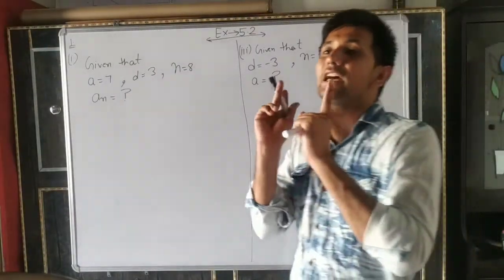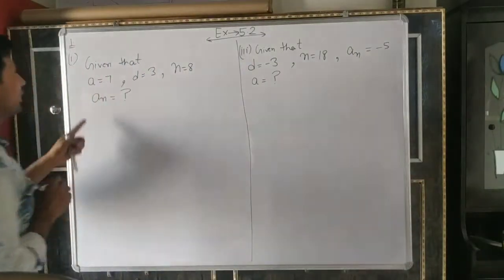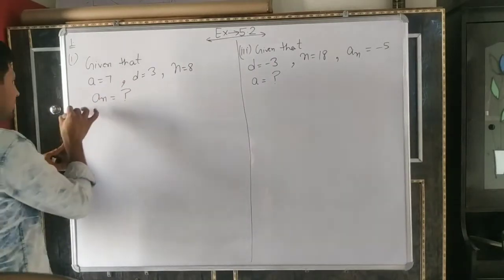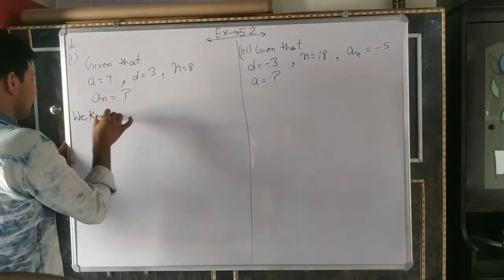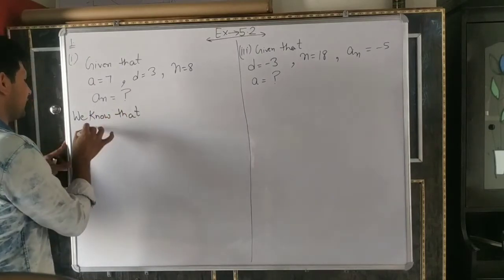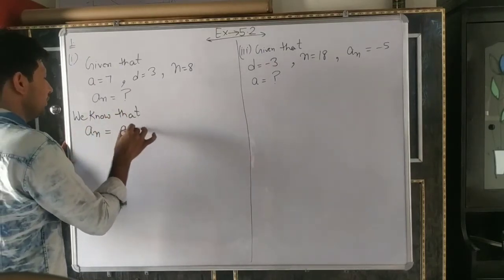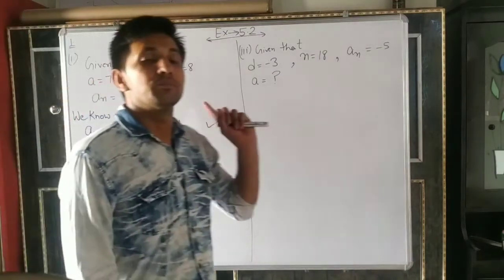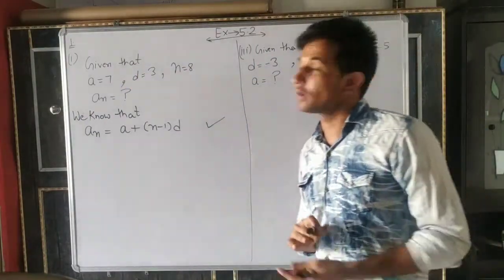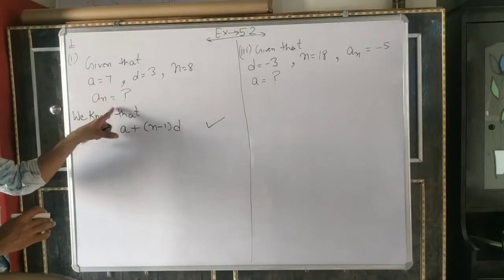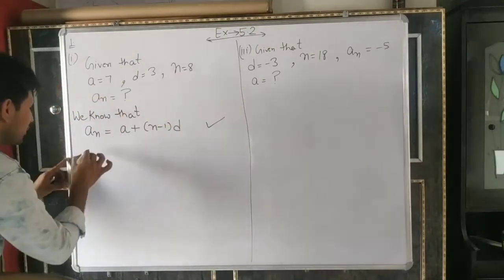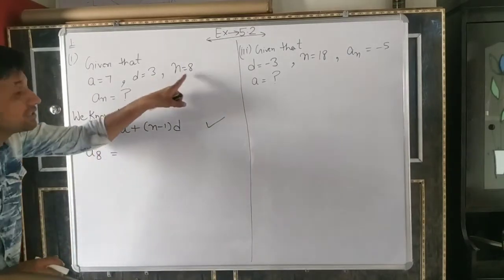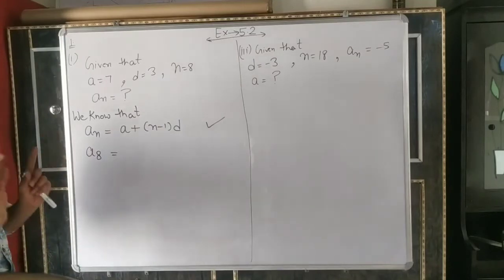So always dear we will write the formula first. Only four things are there, three things are given, and we have to find one thing. We know that a_n equal to a plus n minus 1 into d. It is the formula of the nth term. So now we want to find a_n. What is n? n is 8. So we want to find the a_8 value. Because in place of n, 8 is given, so the 8th term of an AP.